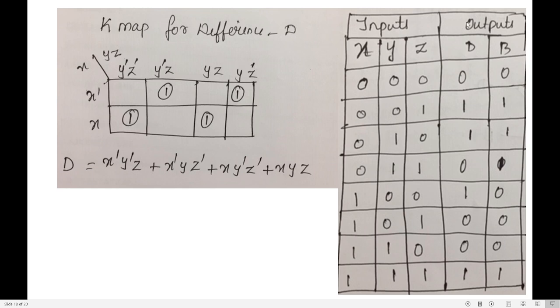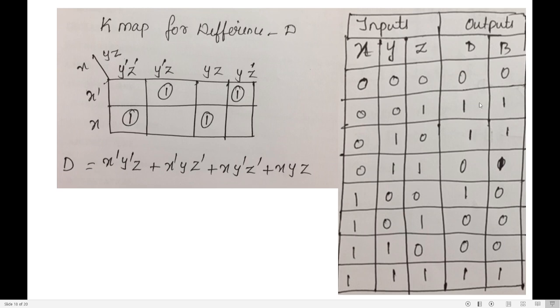Now first derive the equation for D. Now see in the D, what are the places where you have ones? Can you see, this place you have 1. 1 means what? X bar, Y bar, Z. So go to X bar, go to Y bar and Z and place 1 here. Now see the next place where you have 1. So I have 1 in this position. So it is X bar, Y, Z bar.